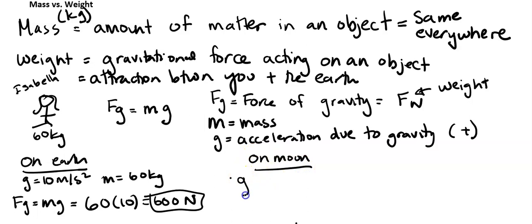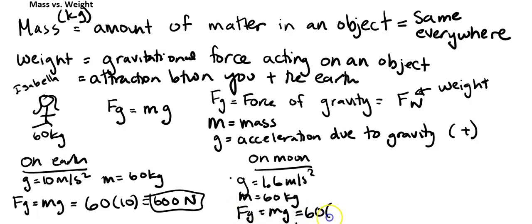So on the moon, we know g is about, you don't have to memorize this, but it's around 1.6 meters per second squared. So less than it is on the surface of Earth. Mass is 60 kilograms. Still, her mass is not going to change. So let's plug it all in. So Fg equals mg. So what? 60 times 1.6. And I get 96 newtons. So she weighs way less on the moon than she would on Earth. That's why you get more of that floating sensation.